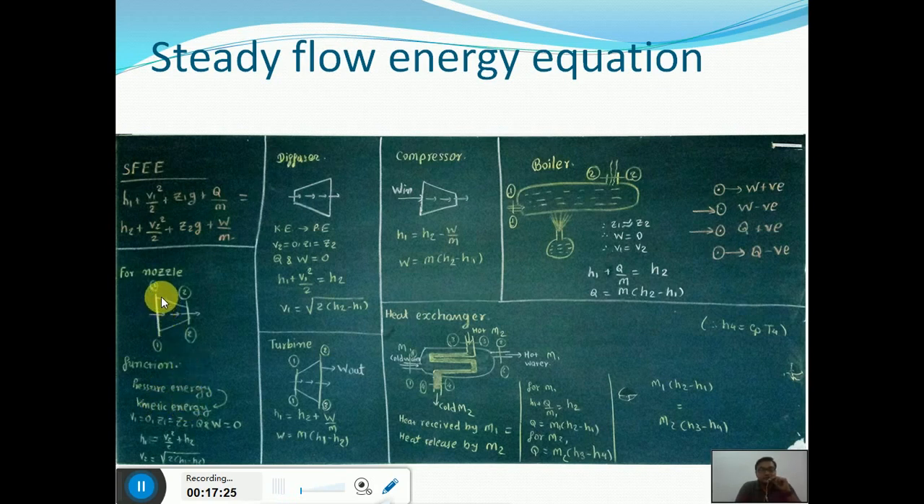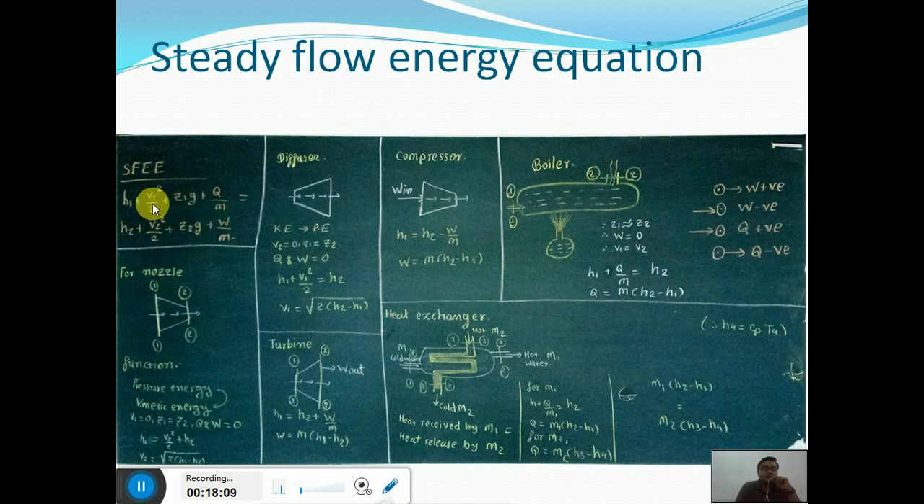In case of the nozzle, we assume that the nozzle is well insulated, so the Q and W terms are 0: it will not produce any work and there is no heat exchange. So Q and W cancel out, and Z1 is equal to Z2. Z1 means the distance of the center point to the reference point, and Z2 is the same distance, so both have the same elevation. So Z, Q and W cancel out, and the velocity at the outlet of the nozzle is far higher than the velocity at the inlet of the nozzle.